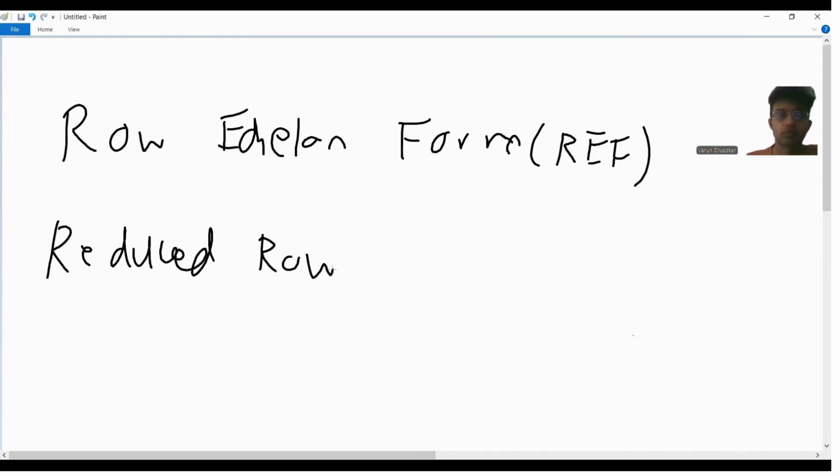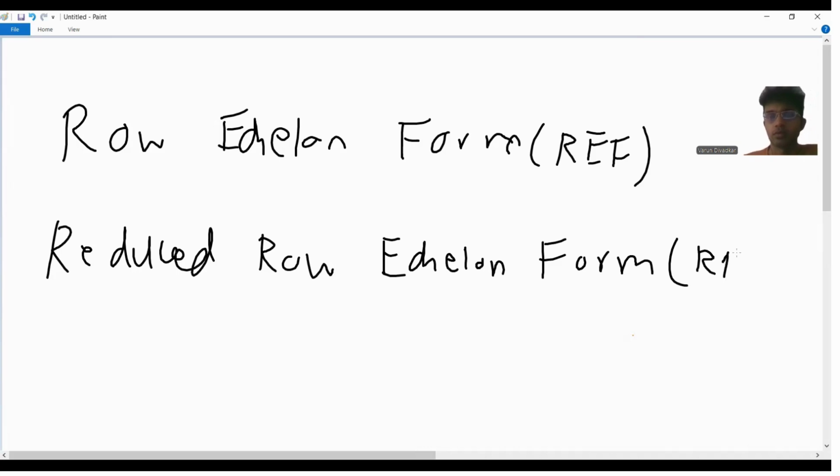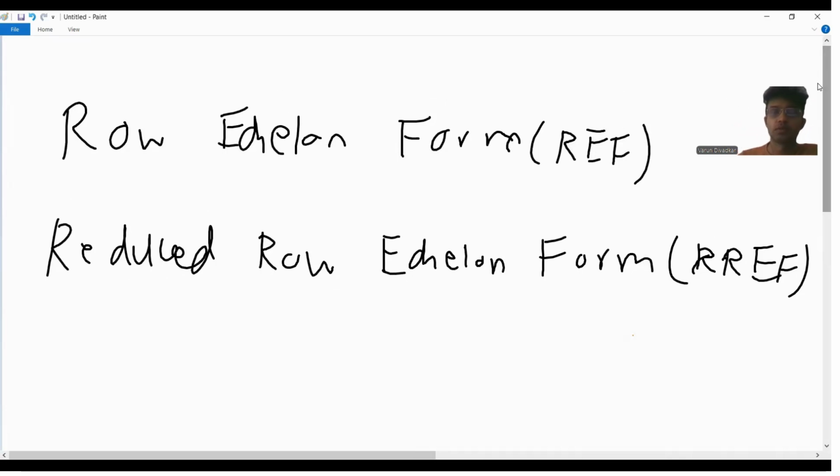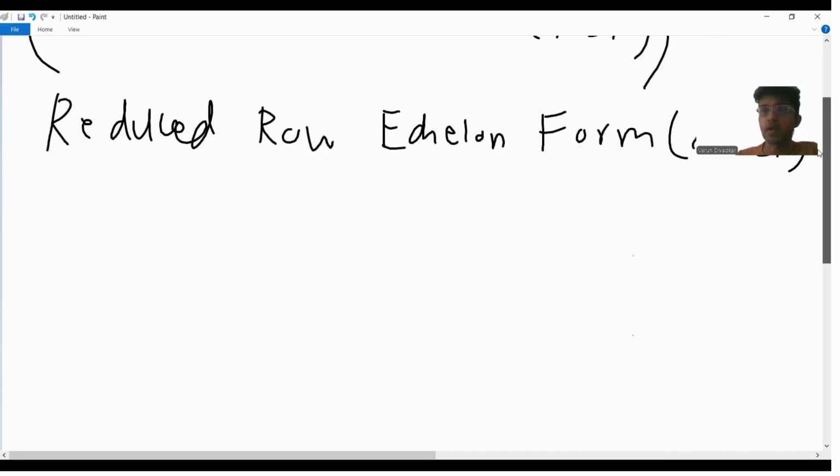and the other one is called the reduced row echelon form, RREF. Inherently, both of these are meant to give you the same objective, but there's a slight difference between the two. The first one, row echelon form, basically needs to have these prerequisites.